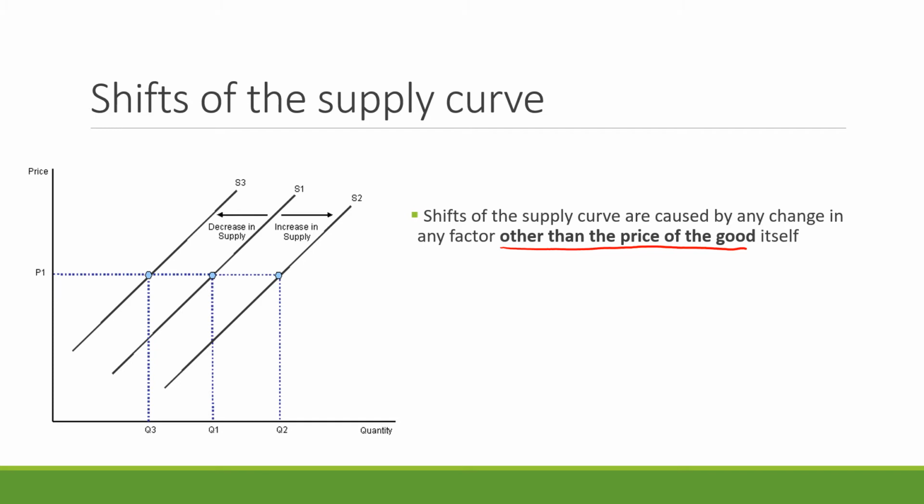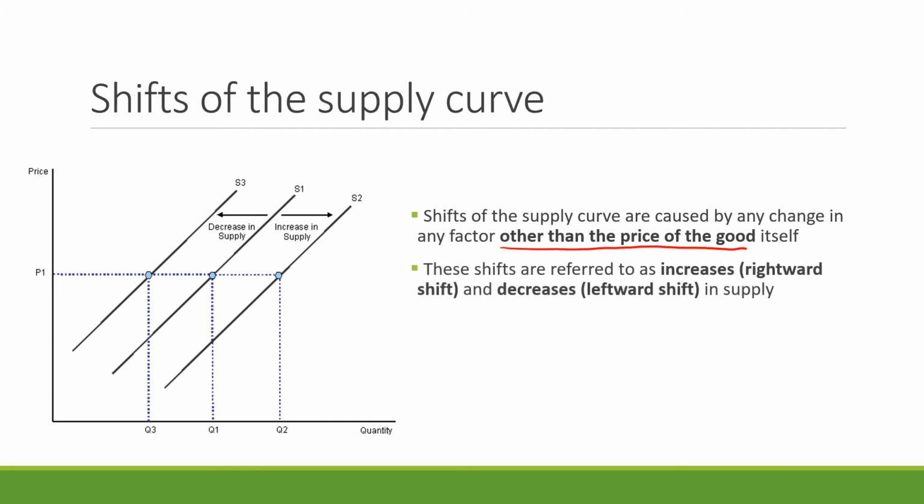It could be something like climatic or seasonal factors. It could be changes in technology. A whole range of different things could be the reason for this. So we call these shifts rightward shifts or leftward shifts, and the terminology is an increase and decrease in supply. That's what we use when we're looking at something other than the price of the good or service itself.